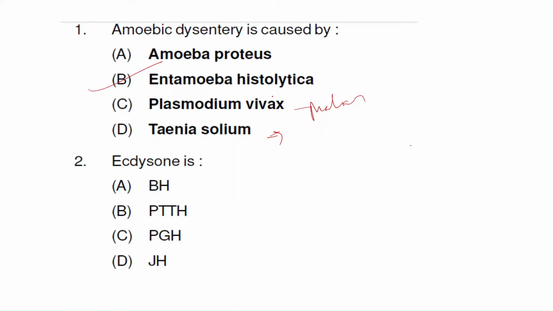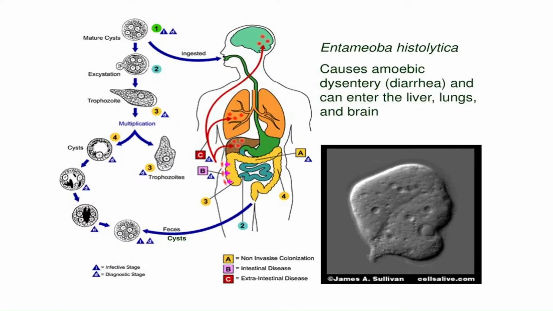So, what happens in amoebic dysentery particularly? This Entamoeba histolytica is transmitted through contaminated food or contaminated water, and if this dysentery is not treated in time, it may also prove to be fatal.